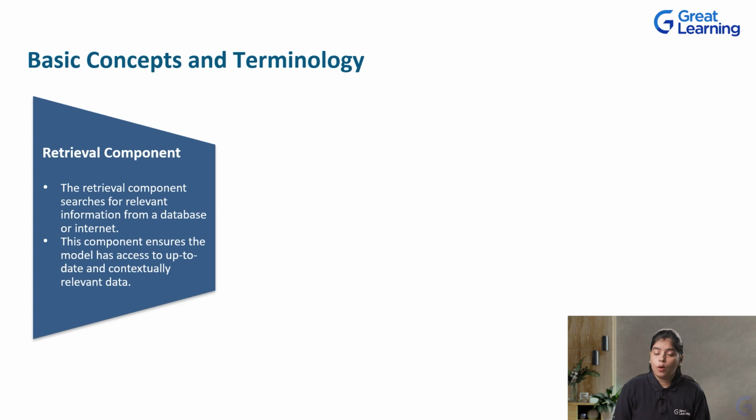Now the next concept is basic terminologies of RAG. Let's understand one by one all the basic concepts and terminology which we use in RAG. First is the retrieval component. Now what is it? The retrieval component, as you can see on the screen, searches for the relevant information and works like a brain that searches for all the information, right? It searches from a database or some other source like the internet. Then this component ensures the model has access to up-to-date information.